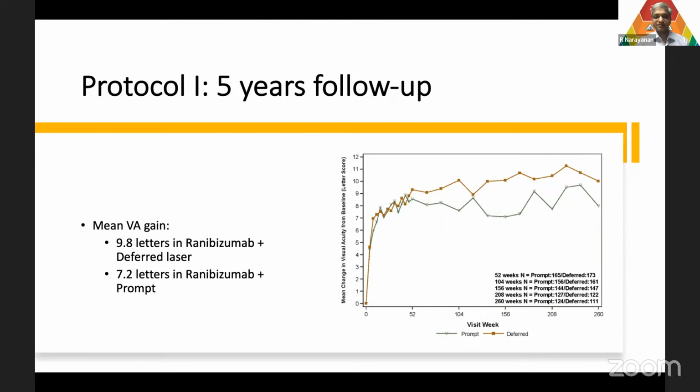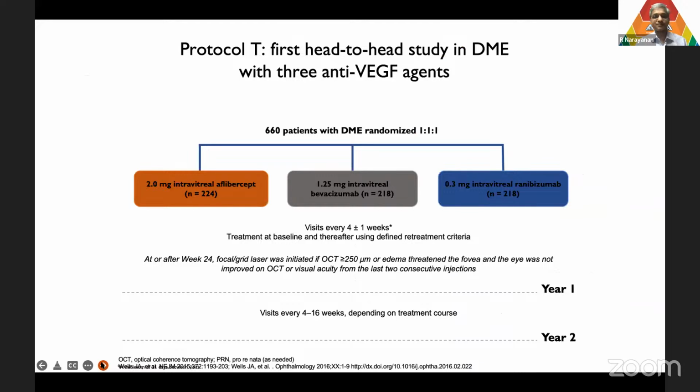9.8 letters if you gave them ranibizumab injections for 1 year or at the end of 2 years. Now, I will come back to this. What does this 9.8 letters mean? But you will now at least remember that with ranibizumab, you round it off. Let's say 10 letters is the gain that you are going to get at 5 years follow-up in your patients.